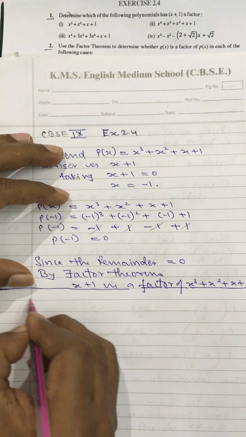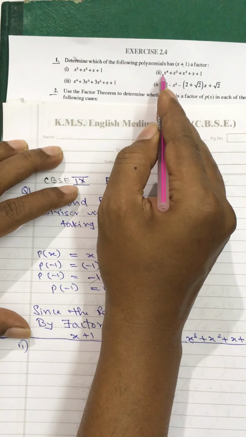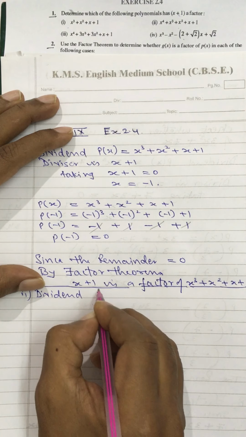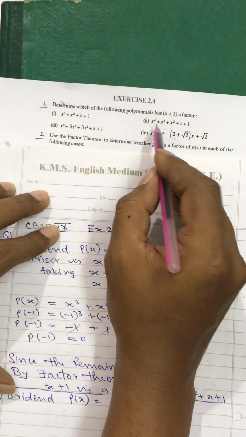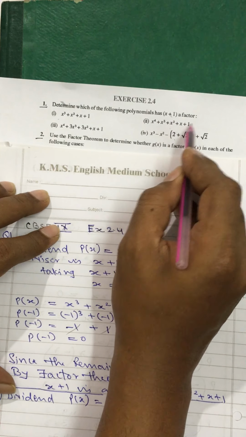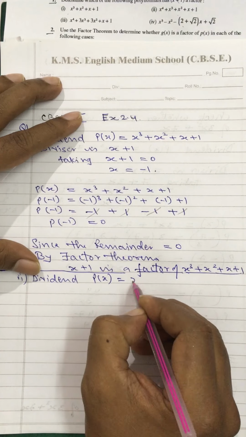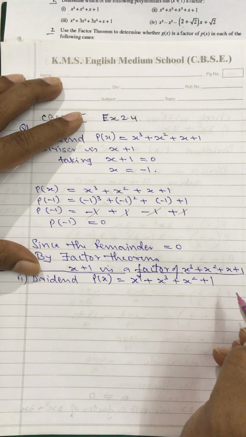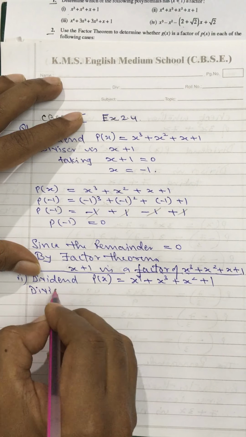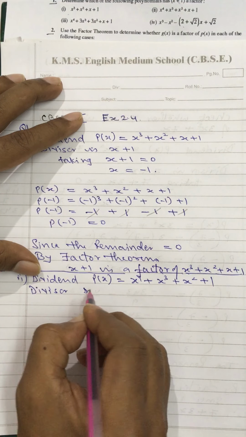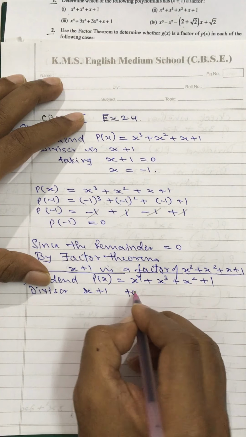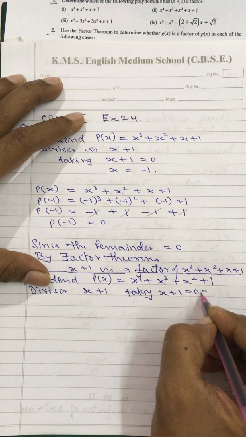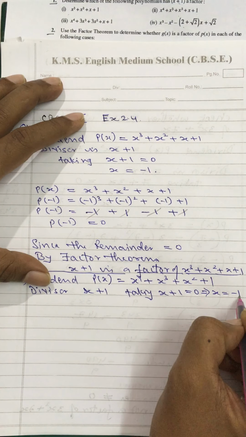So second question, if I go to the polynomial given, p of x, dividend is equal to, I'll just copy down for you all, x raised to the power of 4 plus x cube plus x square plus 1. Okay my dear students, x raised to the power of 4 plus x cube plus x square plus 1. And again the divisor is still x plus 1. So I will tell, taking x plus 1 is equal to 0, x is equal to minus 1.